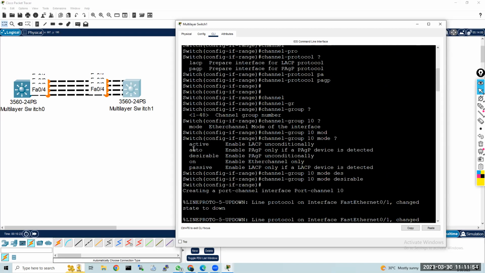What are the things we configure here? Just pay attention here. When you configure PAgP with auto and desirable on one side, we cannot configure it as a trunk link. Or else we can enable EtherChannel with only "on". Instead of auto, we can change it to on.